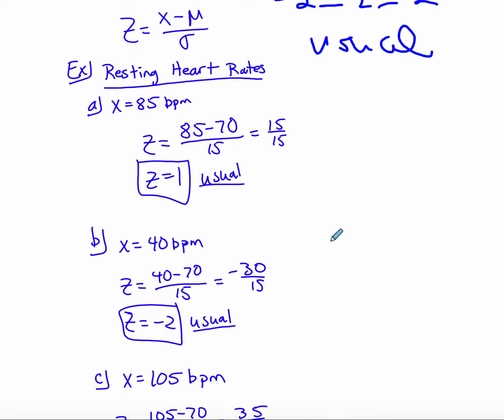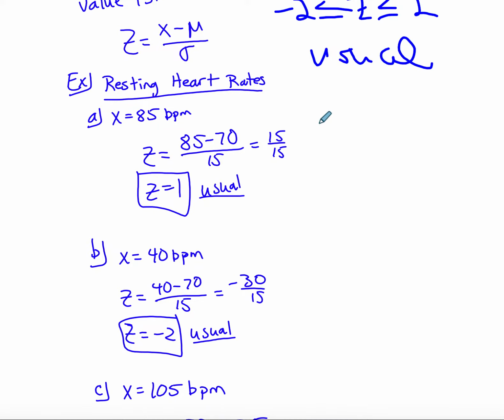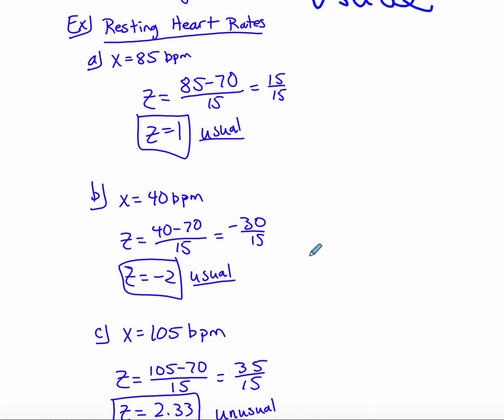So let's look at 40. 40 minus 70 over 15. So again, remember, it's always the x value we're dealing with minus the mean divided by the standard deviation. So that's minus 30 over 15, or -2. -2 means it's below the mean. Positive means it's above the mean. Because it's between -2 and 2, including those two values, it's considered usual.